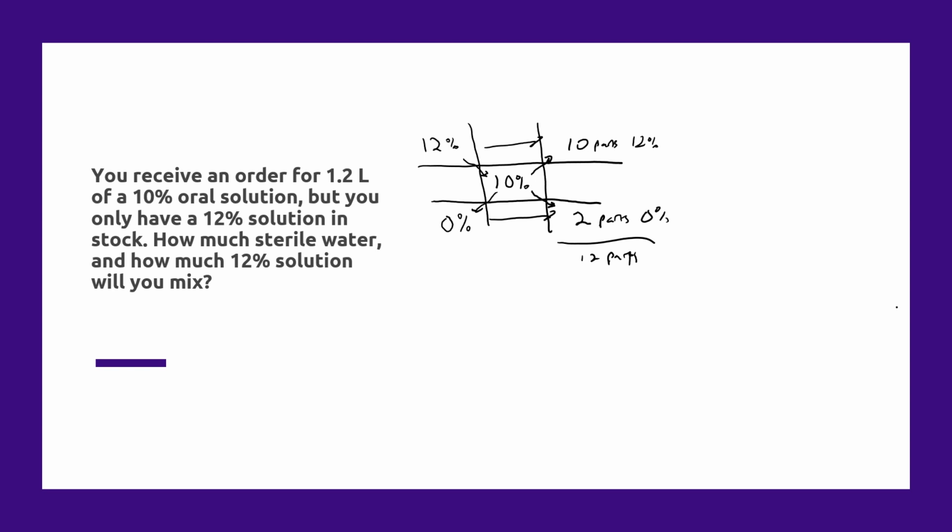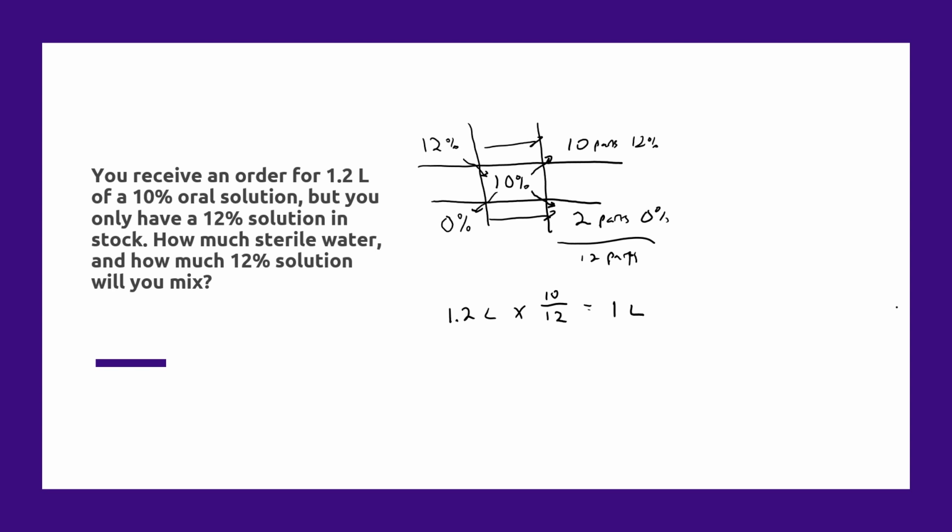And we can now take this information and we have to make a 1.2 liter solution. So we can take that 1.2 liters and we can multiply that by our proportion of 12%, which is going to be 10 parts out of a total of 12 parts. And that's going to tell us how much 12% solution we're going to need to use. So 1.2 times 10 divided by 12 is going to be 1 liter.